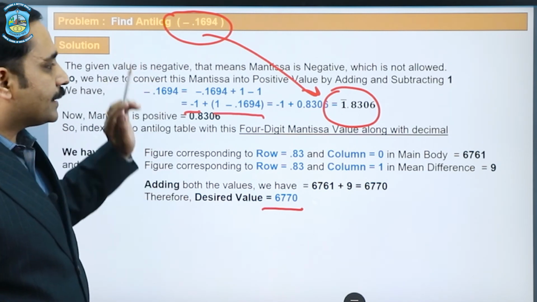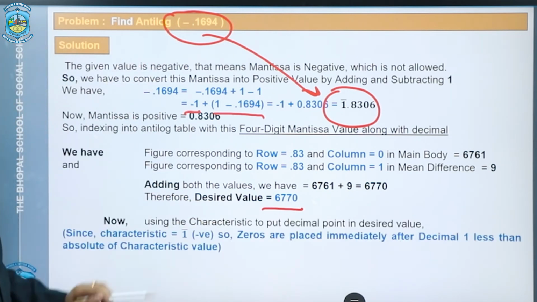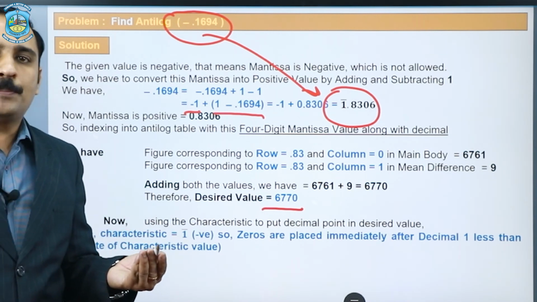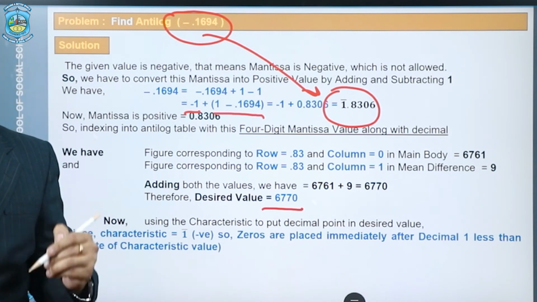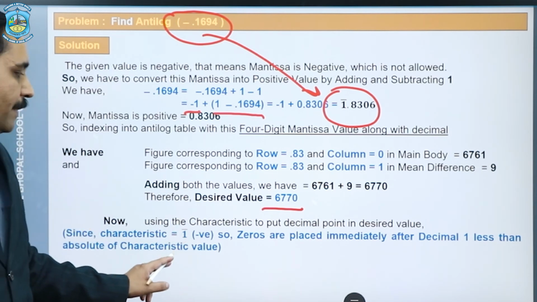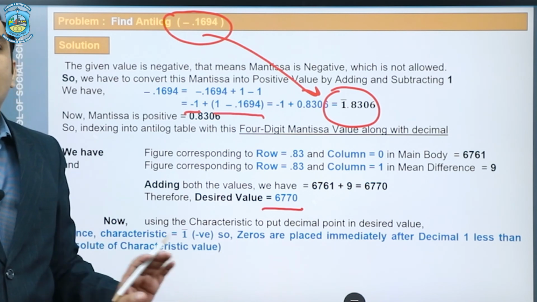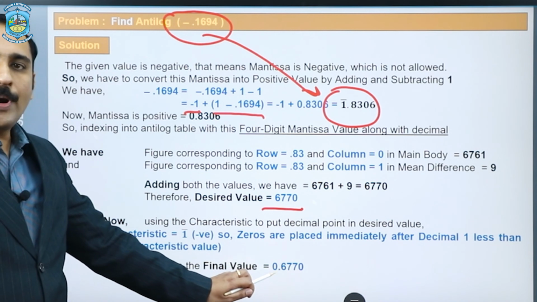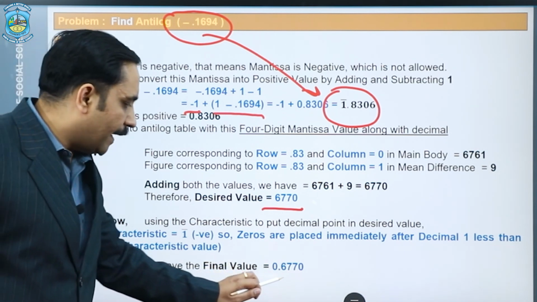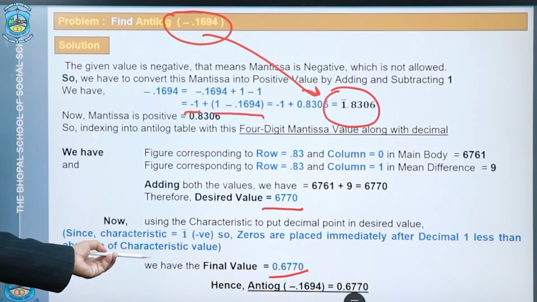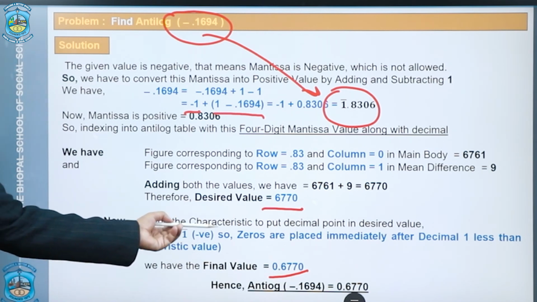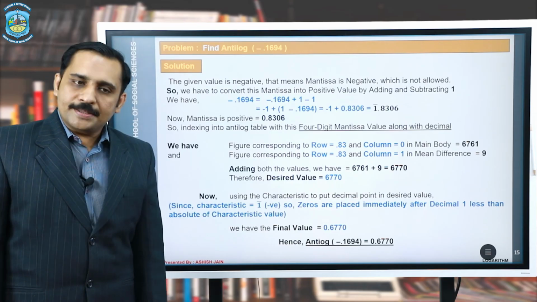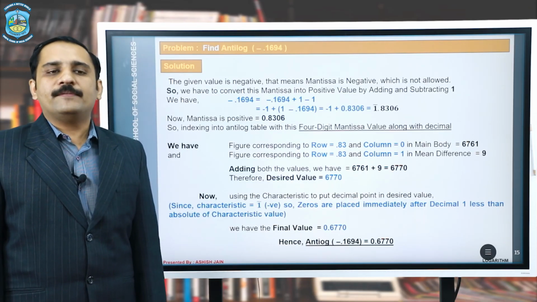Now we will use the characteristic value to put the decimal into it. Here the characteristic value is 1 bar. That means the number of zeros to be put immediately after the decimal would be 1 less than this characteristic value. 1 minus 1 gives 0. That means we need not add any zero after the decimal. So our final value would be 0.6770. This is the final value. Hence, anti-log of minus 0.1694 is equal to 0.6770. This is how we find the anti-logarithm of any value.